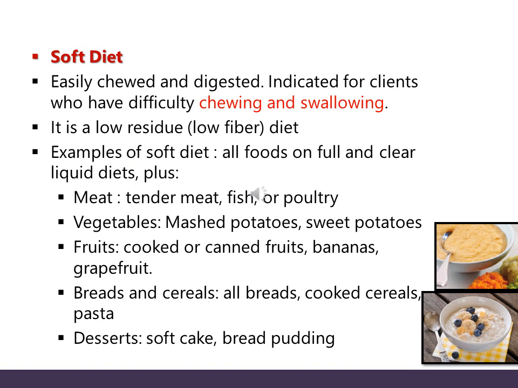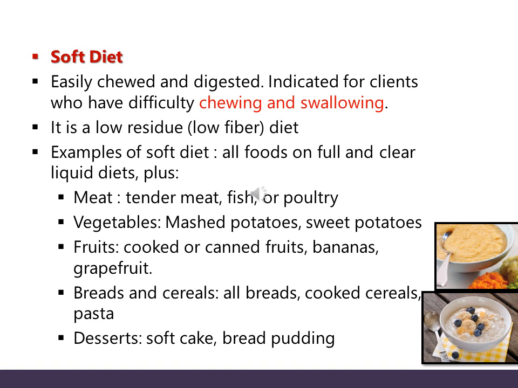Another form of diet is soft diet, from the word itself, soft. These are foods that are easily chewed and digested. And these foods are specifically prescribed for patients who have chewing and swallowing problems. But normally soft diet is a low residue diet or low fiber diet. What are the examples of soft diet that we can give to our patients? Full and clear liquid diets can be taken by patients who are under soft diet.